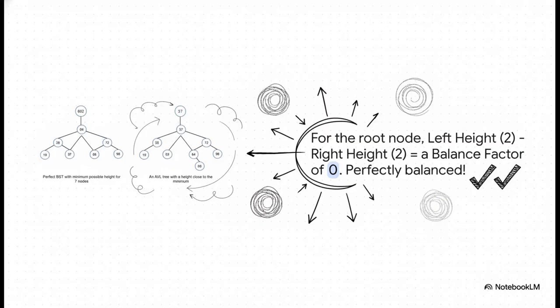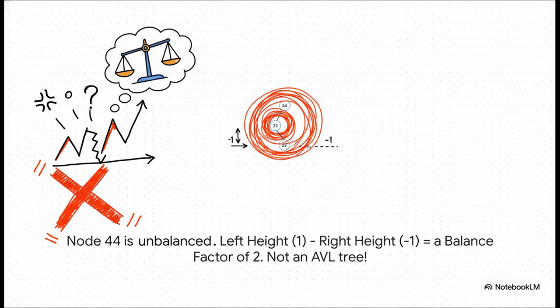Let's see this in action with a nice, healthy tree. Let's focus on the root node, which is 7. Its left subtree has a height of 1. Its right subtree has a height of 0. So what's the balance factor? Well, its left height, 1, minus right height, 0, which equals 1. And that is totally in our acceptable range of -1, 0, or 1. So this node is balanced. Everything's good.